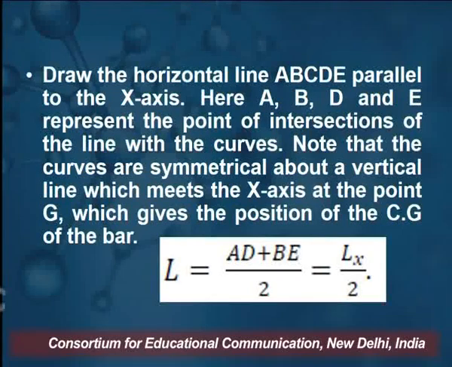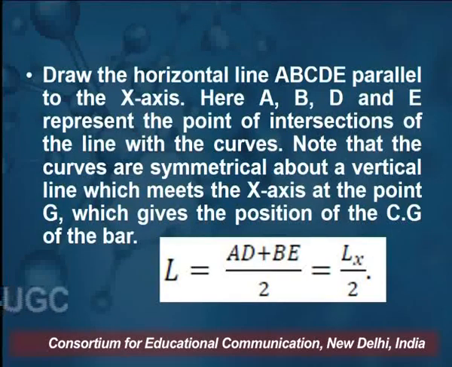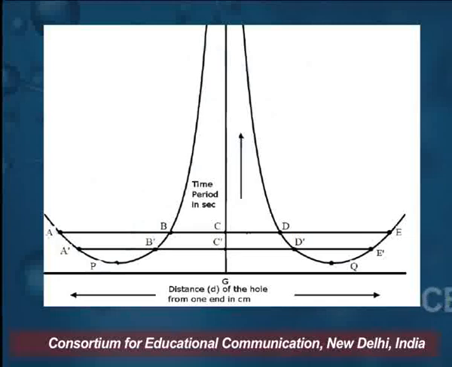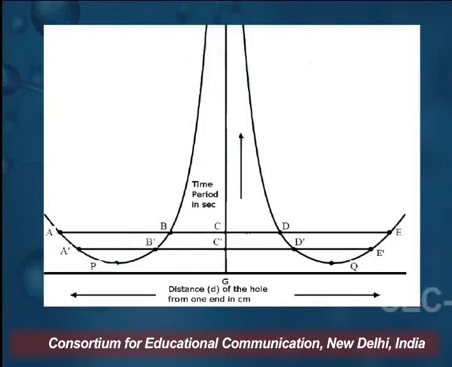Now we draw the horizontal line A, B, C, D parallel to the x-axis. You see here, A, B, C, D is the line parallel to the x-axis, and A, B, C, D, E represent the points of intersection of the line with the curve. You see the shape of the curve is changing. This is the intersection line of the curve. Now we note the curves are symmetrical about the vertical axis, which meets the x-axis at the point G.